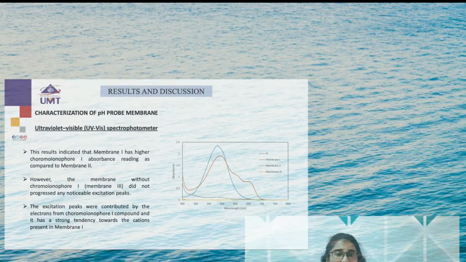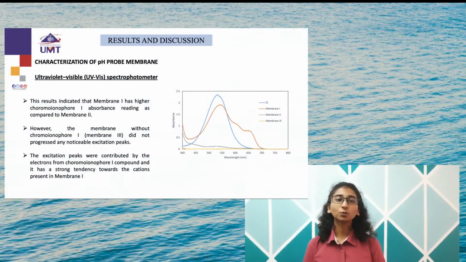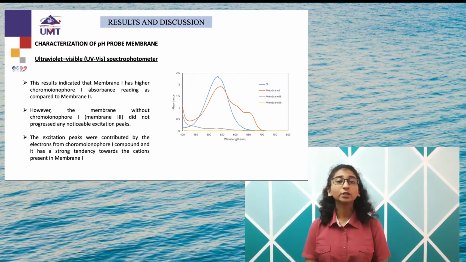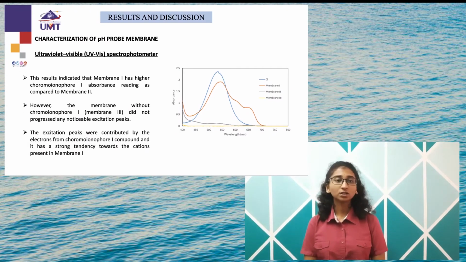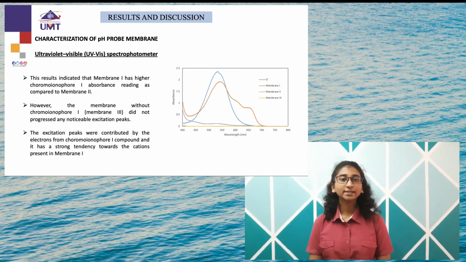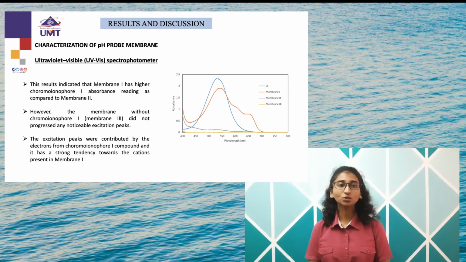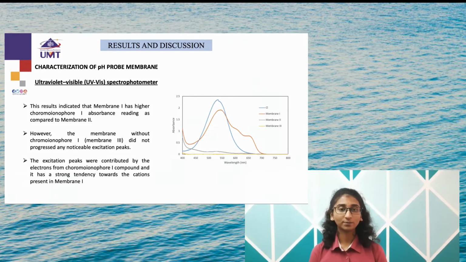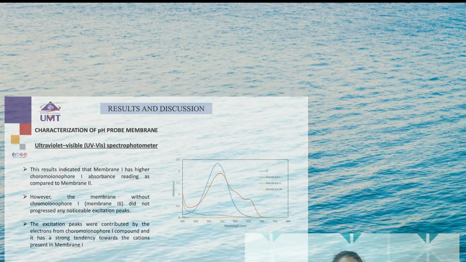Based on the UV-Vis results, membrane 1 shows the highest chromoionophore I absorbance reading as compared to other membranes. These excitation peaks were contributed by the electrons from the chromoionophore I compound, as it has a strong tendency towards the cations present in membrane 1. This increases the selectivity respectively.